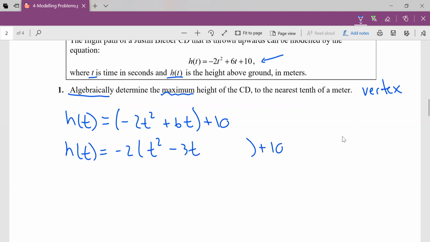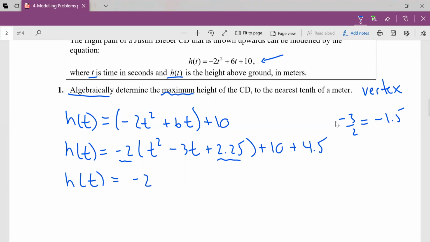Remember now what we're going to do is divide the middle term by 2. So -3 divided by 2 is -1.5. And 1.5 squared is 2.25, I believe. 2.25. So that's what I'm going to balance with. Okay, but now to balance, it's really -2 times that, which is -4.5. So I'm going to balance by adding 4.5.